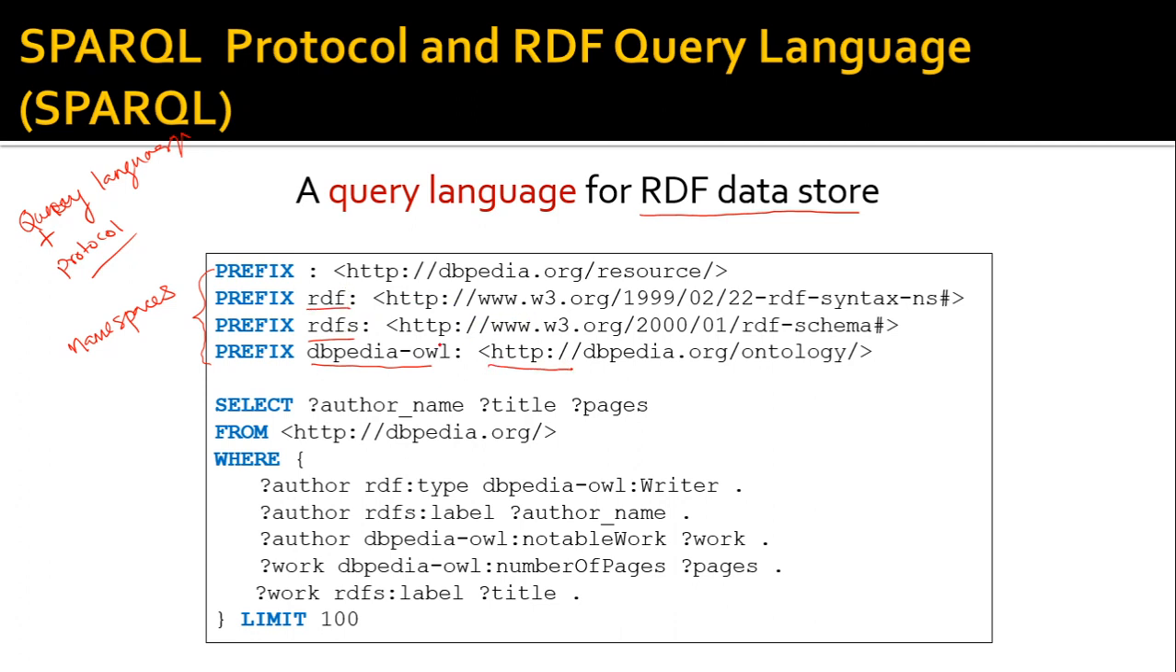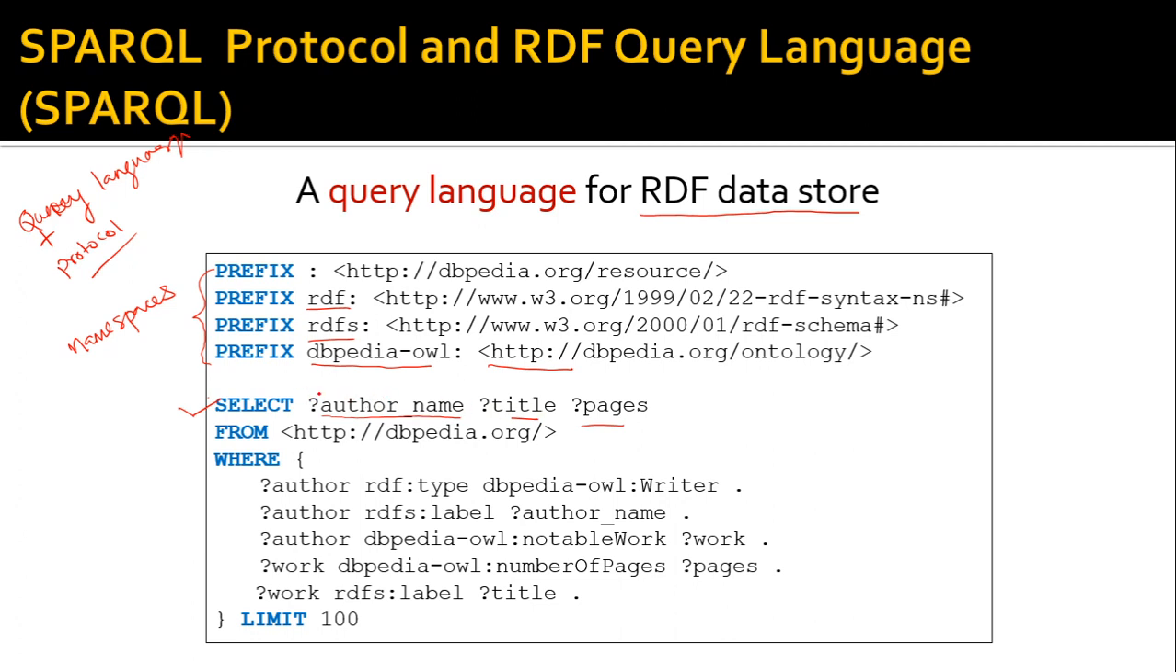So they are just symbols to represent longer URLs, right? So the first thing that we'll have is a select clause, though you can have different kinds of queries. So this is a specific kind of query where you are retrieving certain data which can have different values, right? And what we are trying to get is something called author name, title and pages, but you can put anything like X, Y, Z.